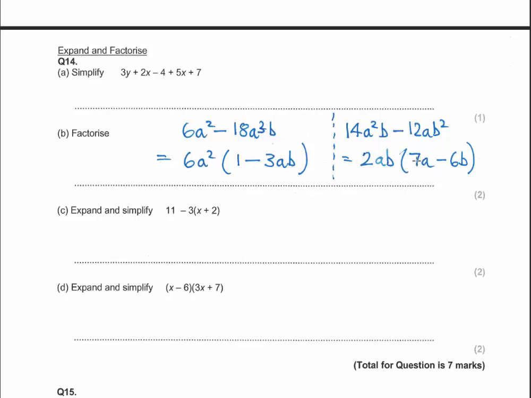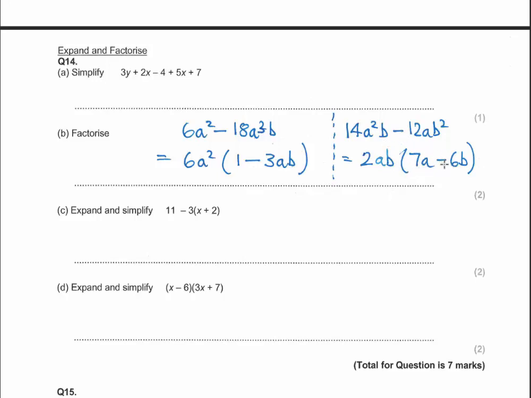Now, whatever I put here, this times this has to make that. So I've got a 2. To make 14, I need to have a 7. I need a squared. I've got an a, so I'll need an extra a. A times a squared. I've got a b. I need a b. No need to add anything more.